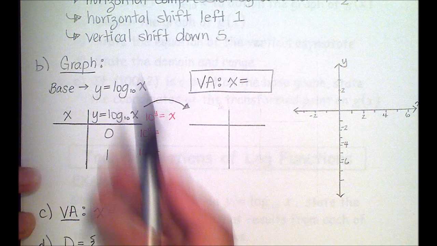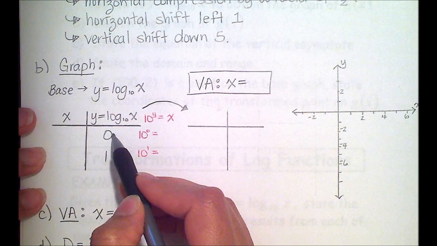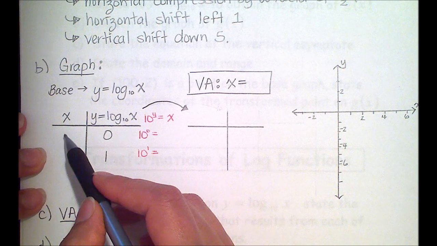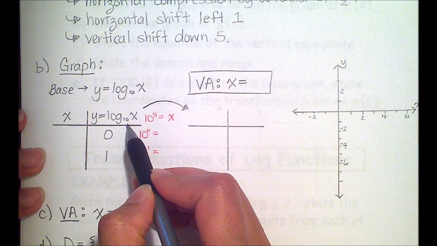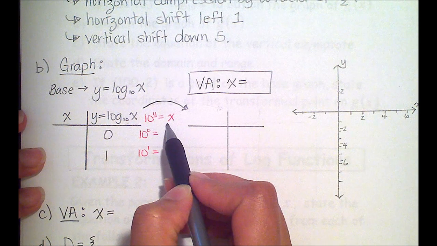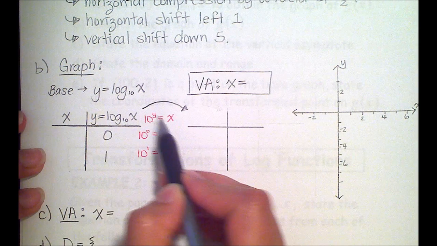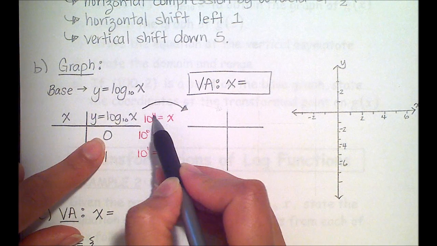So for my key points, I know that my y coordinates are going to be 0 and 1, and so I need to figure out what my x coordinates are going to be. So what I did here is I took the logarithmic function and I wrote it in exponential form. So this means 10 to the exponent y is equal to x. And so I took my values of y and I plugged it in here.